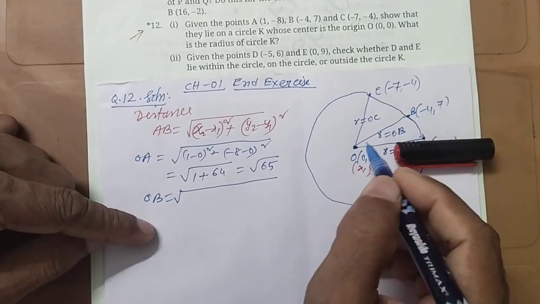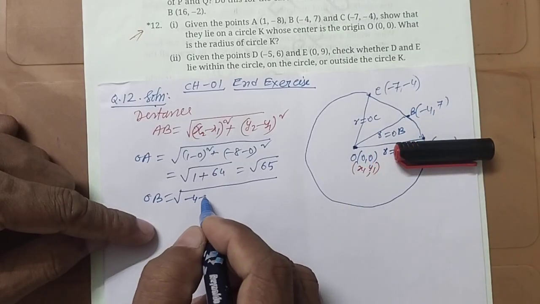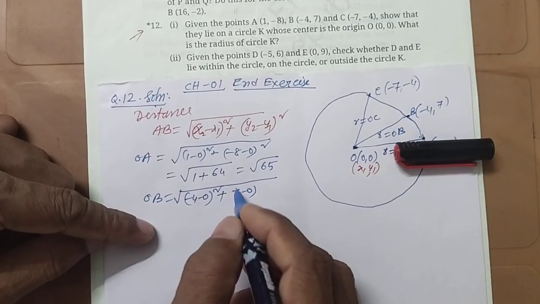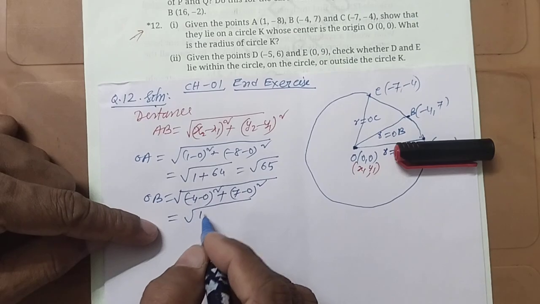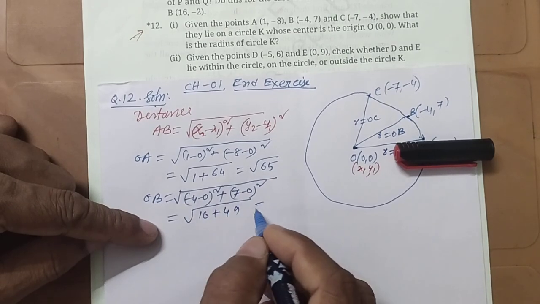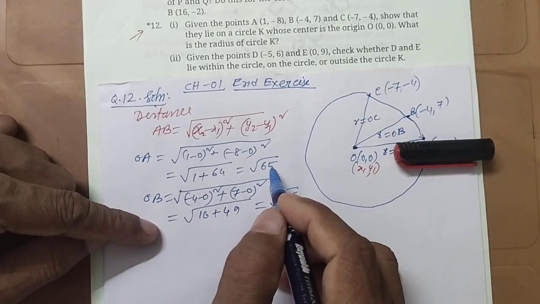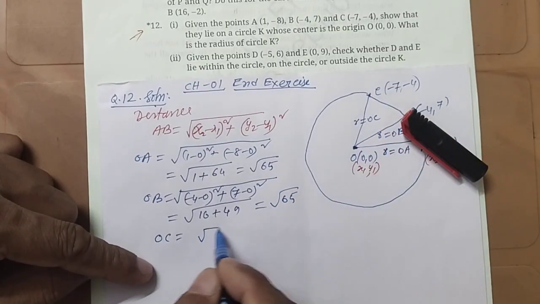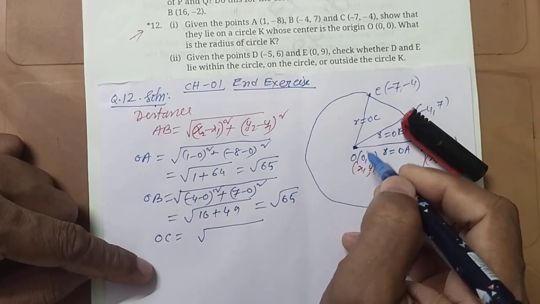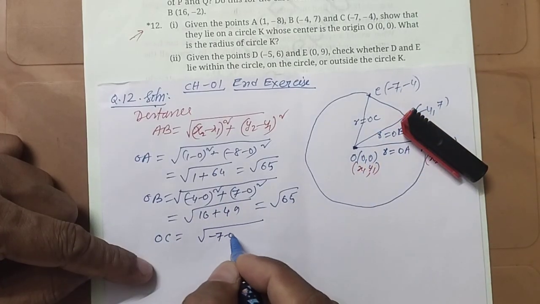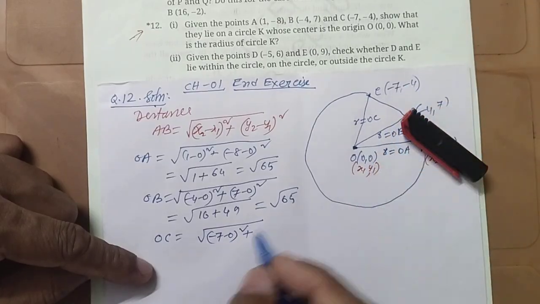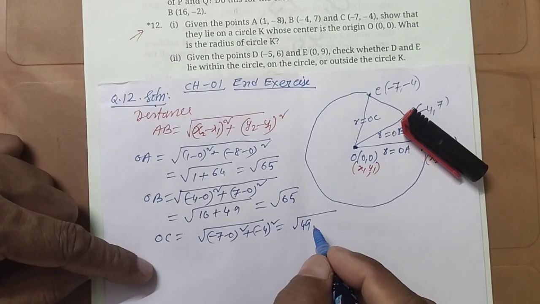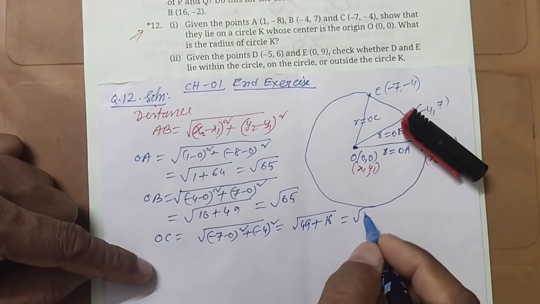Same way we will find out for O to B. O to B, it is (x2 minus x1), minus 4 minus 0 square, then (y2 minus y1), 7 minus 0 square. Minus square is plus 16 and 7 square 49. It is again root over 65. So you see first distance, second distance same. We have to again find out the third distance O to C. So OC, same formula again. (x2 minus x1), minus 7 minus 0 square, and y2, minus 4 minus 0 square. Again you see 7 square 49, minus square is positive, and then 16, again root over 65.